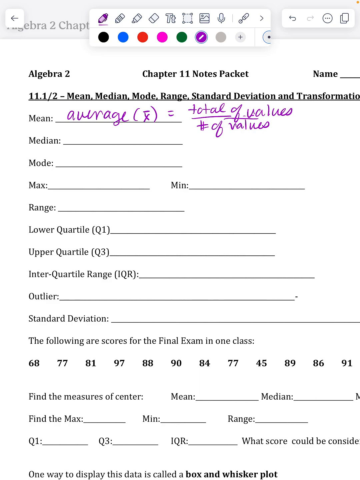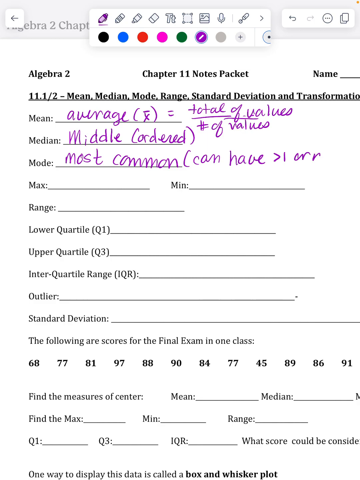Median, like in the road, the median's in the middle. So this is going to be your middle value. Keep in mind that the numbers have to be ordered first. So you have to put them from lowest to highest and then count down to the middle. And then mode is going to be your most common. So it has to be repeated. Sometimes you won't have any. And sometimes you'll have more than one. So you can have more than one or none, meaning maybe none of your numbers repeat, or maybe a couple of numbers repeat the same number of times. So none of them are really the most common.